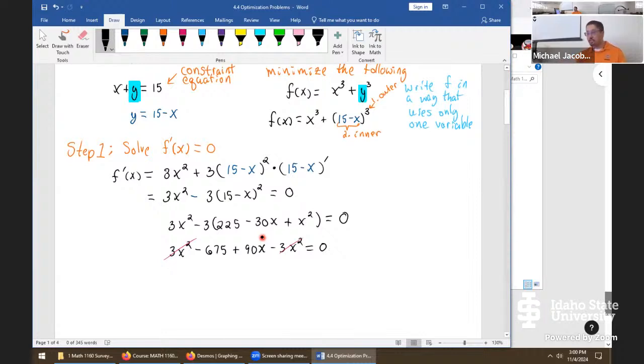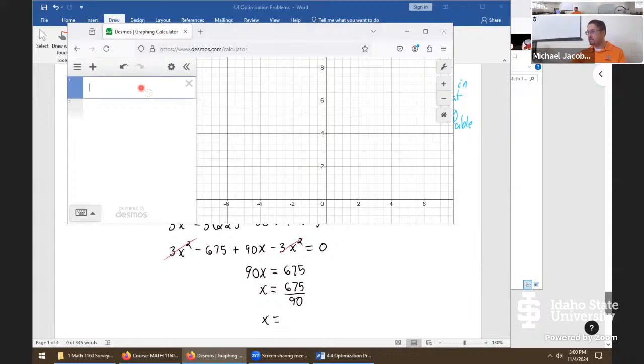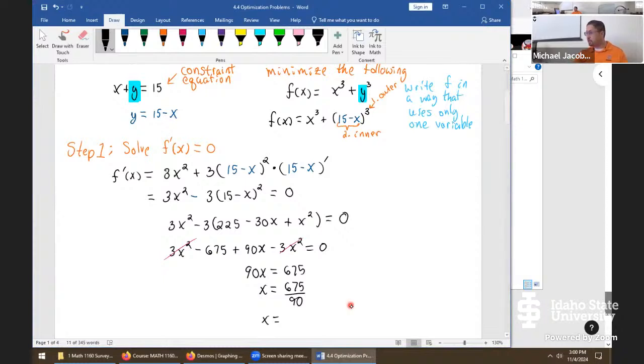So we can add 675 to both sides and say 90x is 675, divide by 90, and x is 675 90ths. That deserves a calculator. 675 90ths is a 7.5. So we found a critical number, x equals 7.5, is the critical number of f.